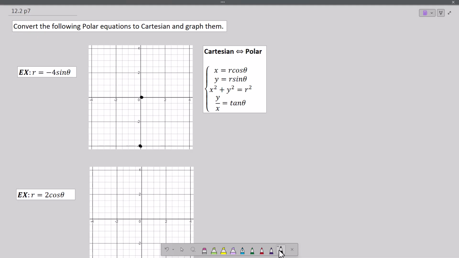And then when we get to pi, sine of pi is 0. So we're back at the origin. When we get to 3 pi over 2, sine of 3 pi over 2 is -1. -1 times -4 is +4, and we go in the direction of 3 pi over 2, which puts us back at this point again. So we're only getting those 2 points when we rotate from 0 to 2 pi.